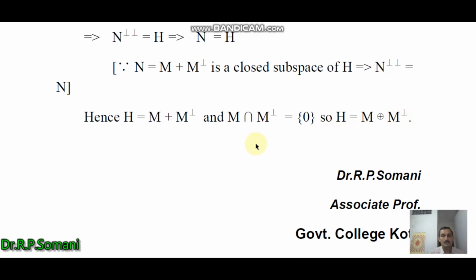So in today's lecture, we have studied the orthogonality property, the Pythagorean theorem, and the projection theorem. And for more detail, students can refer to any book of functional analysis.